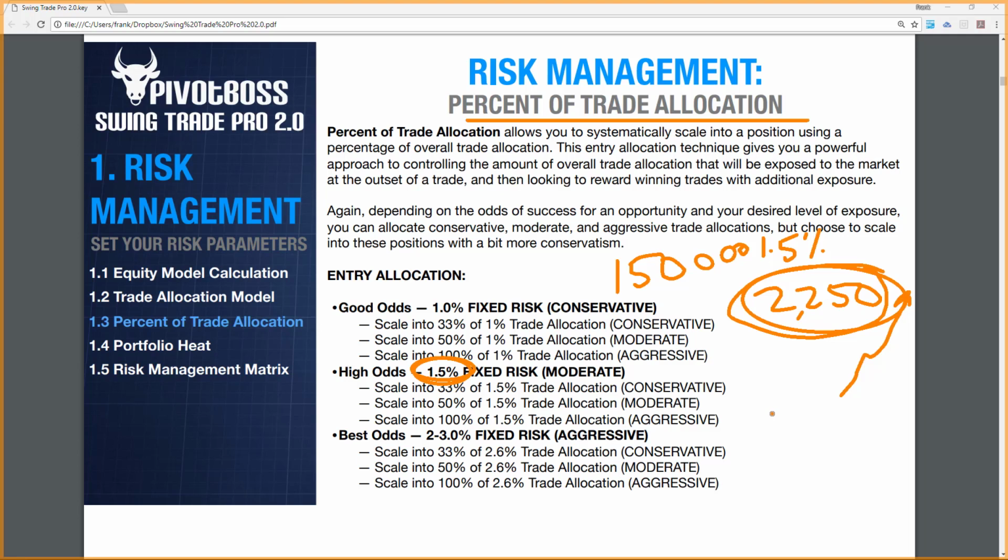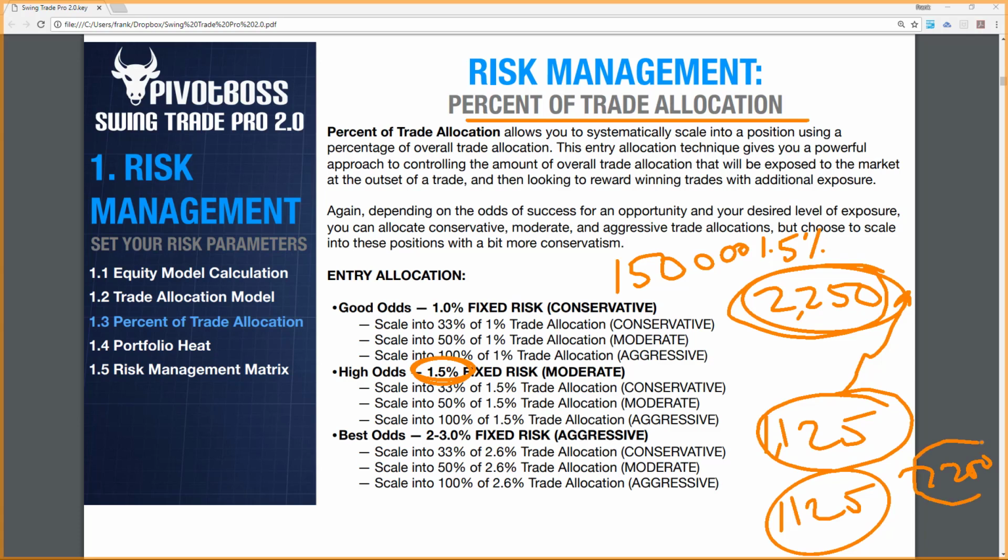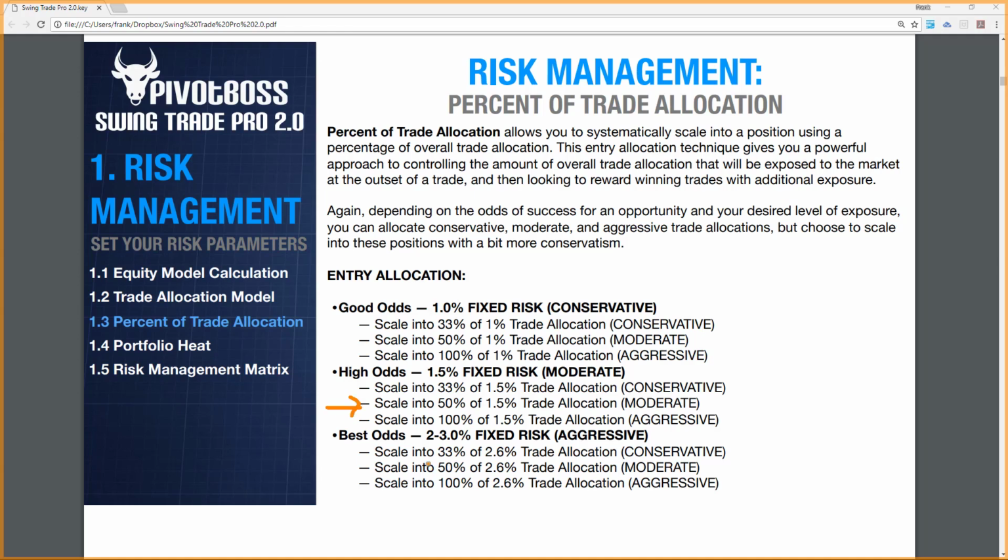What if I get into half of that allocation right away? That would give you $1,125 of risk. And then if the trade warrants such, if the trade continues to push in your favor, then you can reward it with additional risk and add the second half of that risk at the most appropriate point, and that'll give you your full risk of $2,250. That right there would be this option here. So you have 1.5% of fixed risk. You have an option to scale into 50% of that trade, and that would be a moderate approach on a moderate fixed risk allocation. That's a moderate entry approach, right?